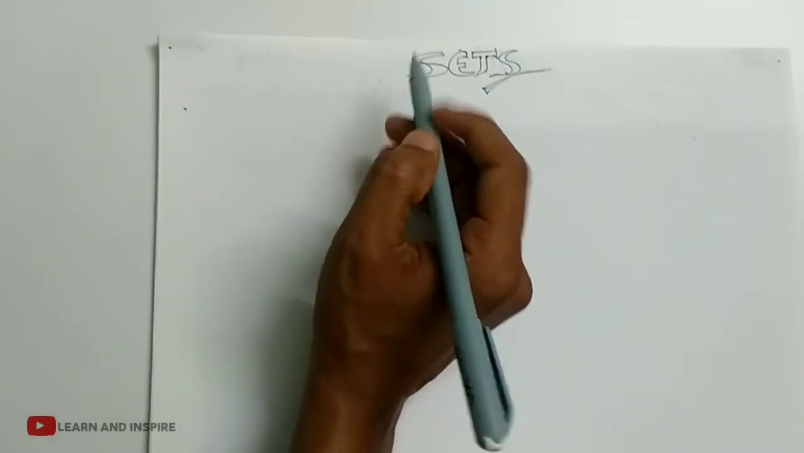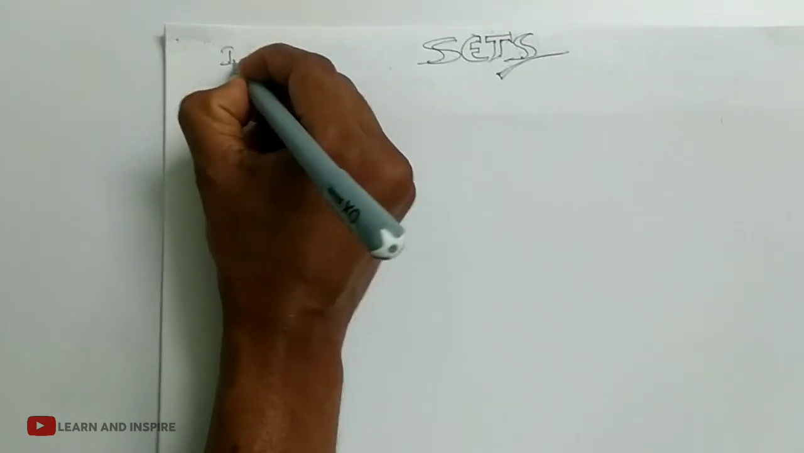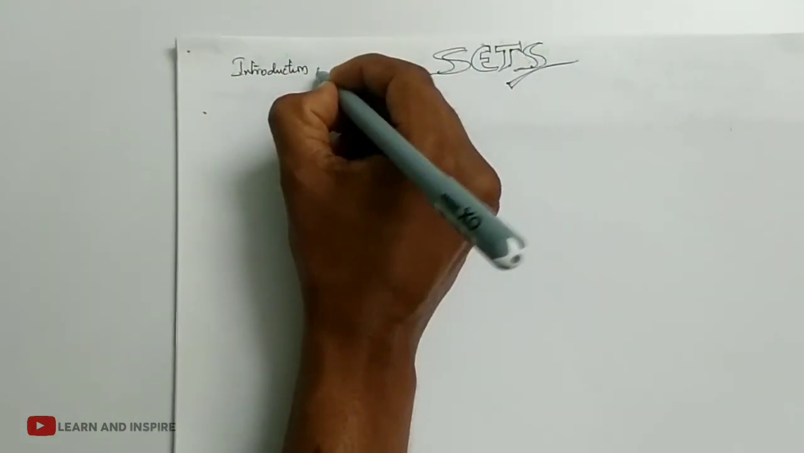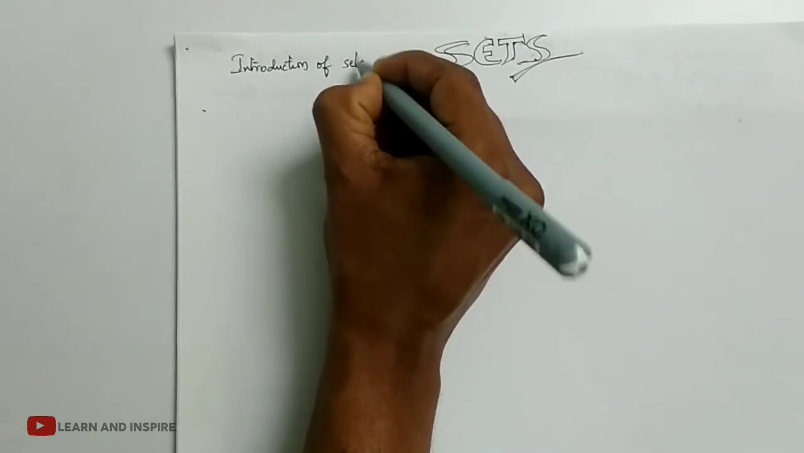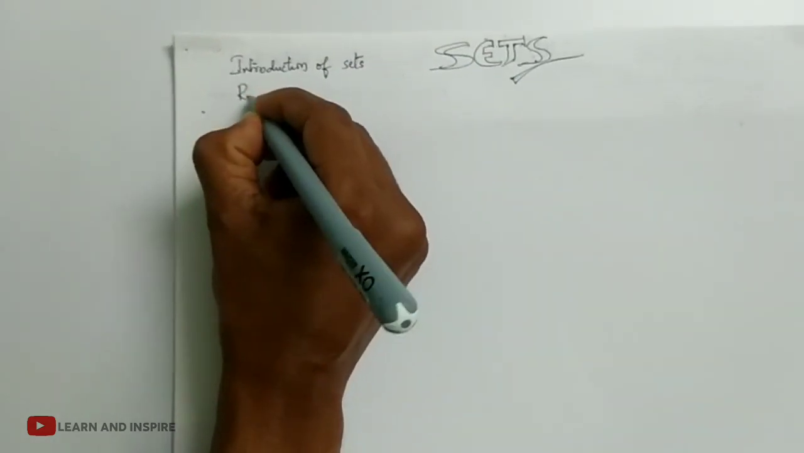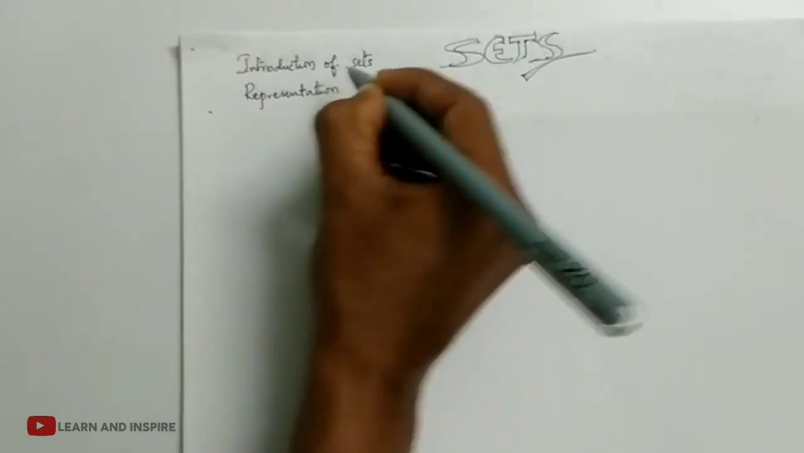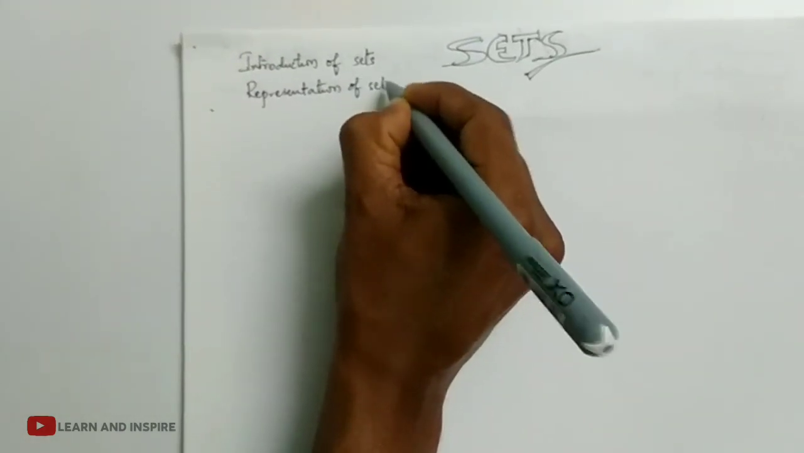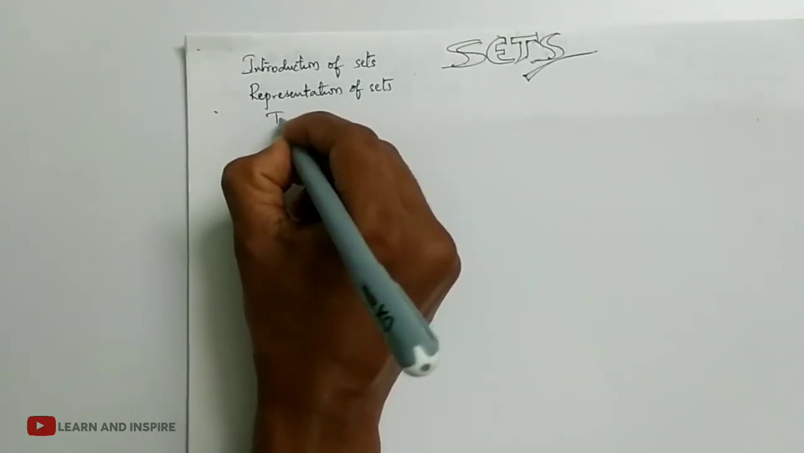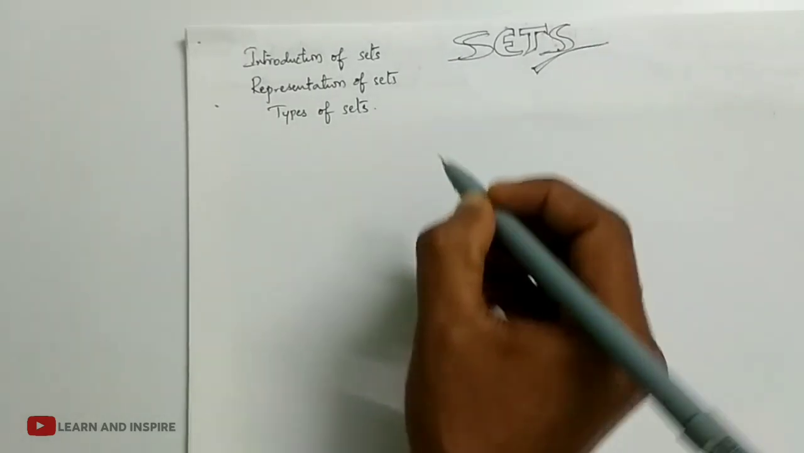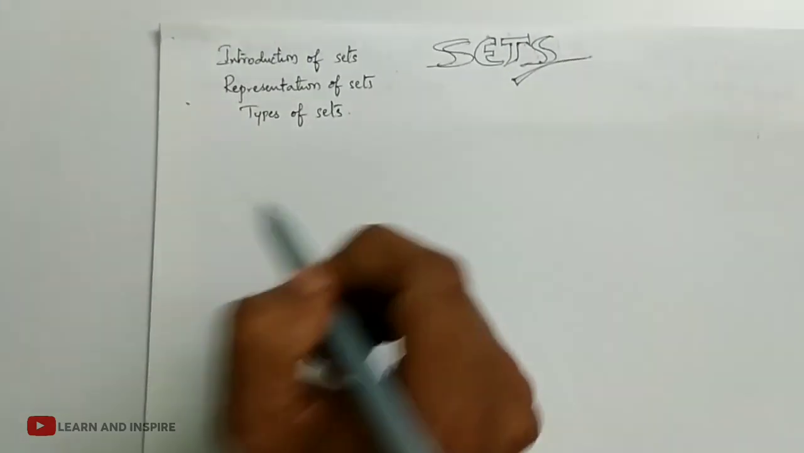In this chapter, we discuss the introduction of sets. In the second topic, we discuss representation of sets. And the third one is types of sets. So these are the three topics we discuss in this chapter.